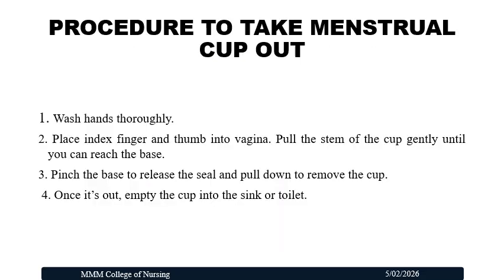Procedure to take the menstrual cup out. Here also you have to wash the hands thoroughly. Place the index finger and thumb finger into the vagina. Pull the stem of the cup gently until you reach the base. Pinch the base to release the seal and pull down to remove the cup. Once it is out, empty the cup into the sink or toilet.